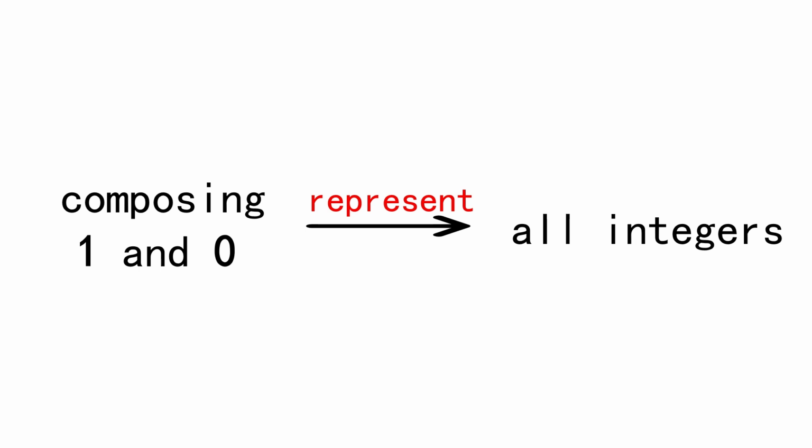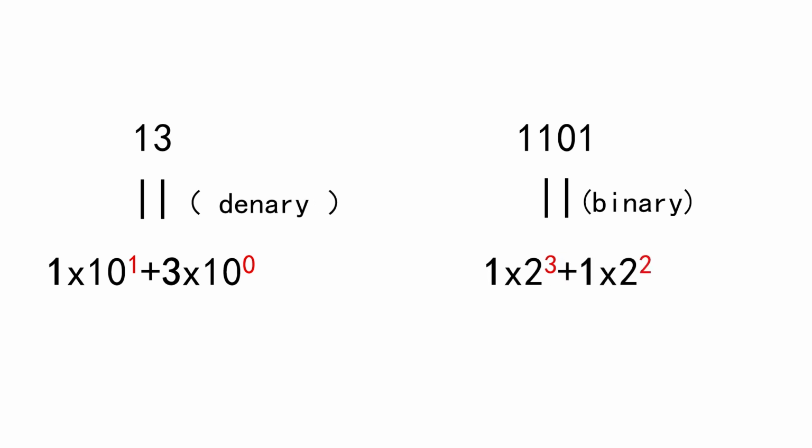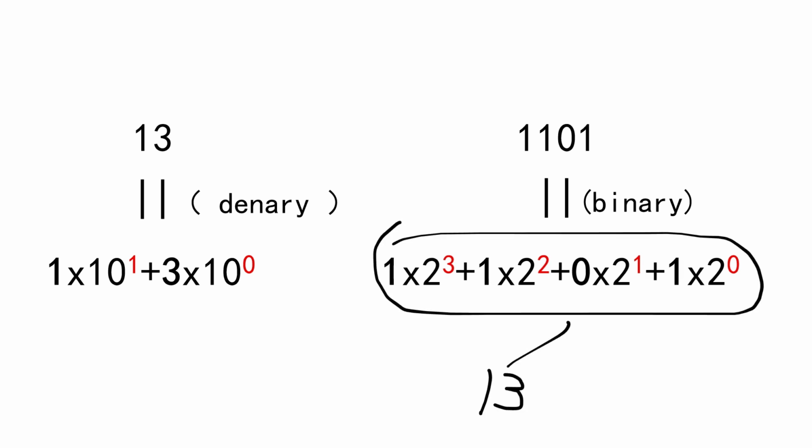This system is called binary. Binary follows rules very similar to the decimal system. Let's represent 13 again, but this time using binary. In binary, 13 can be written like this. This number represents 1 times 2 to the power of 3, plus 1 times 2 to the power of 2, plus 0 times 2 to the power of 1, and 1 times 2 to the power of 0. If we add these together, the result is 13.